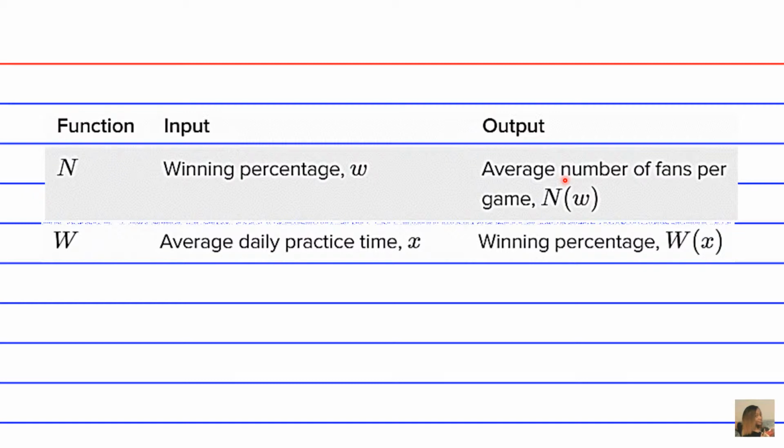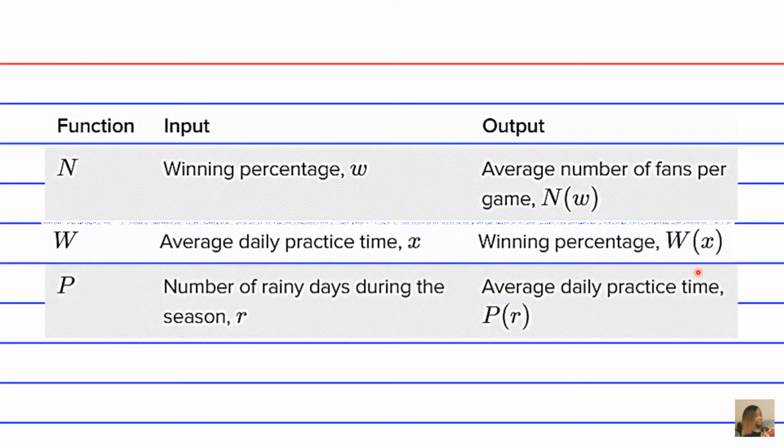The next function is W, and the input is average daily practice time, and the output that results is winning percentage, W of X. The last function modeled was P, and the input is the number of rainy days during the season, R, and the resultant output, P of R, is the average daily practice time. So we have three functions: average number of fans per game, N of W; winning percentage, W of X; and average daily practice time, P of R.